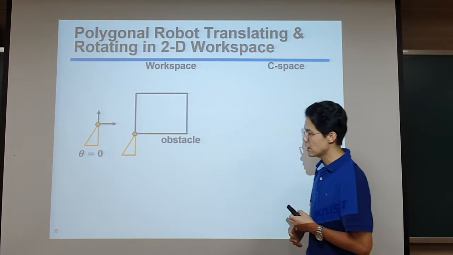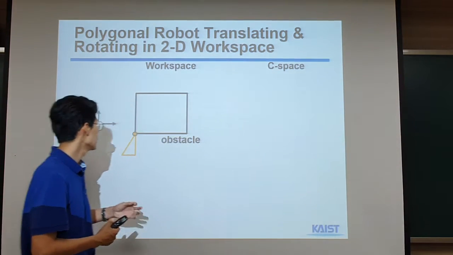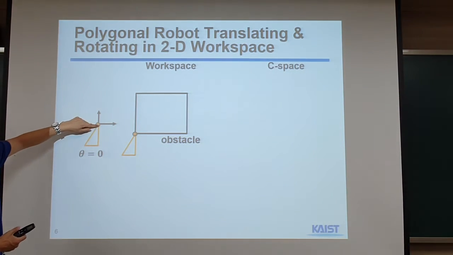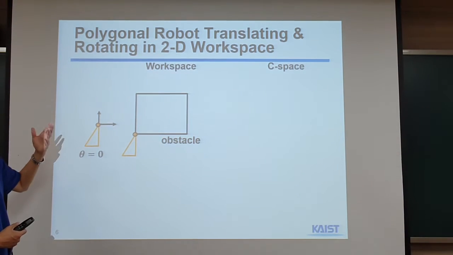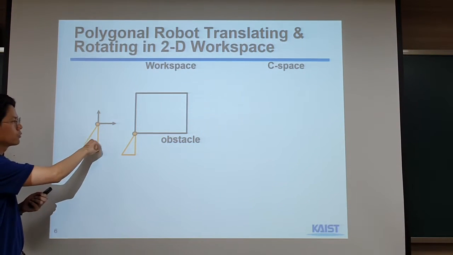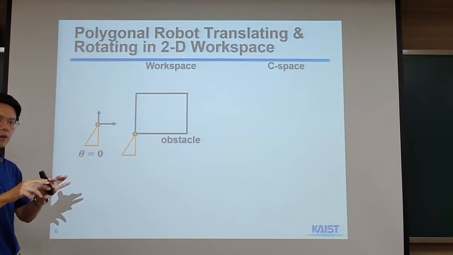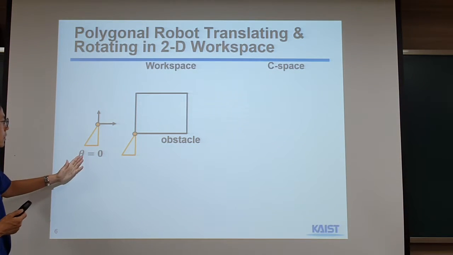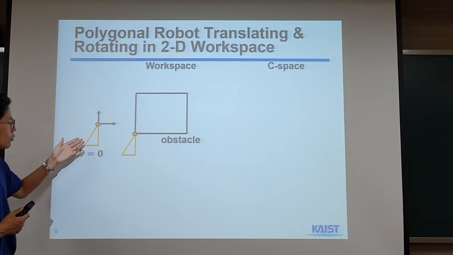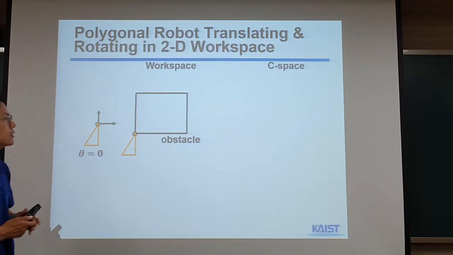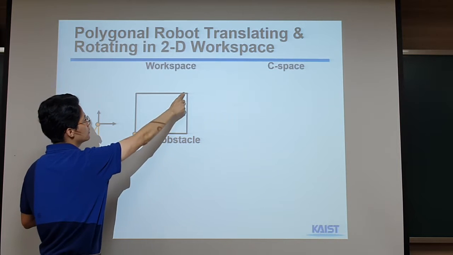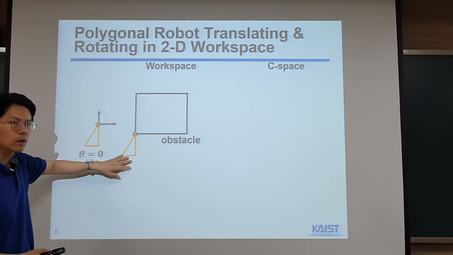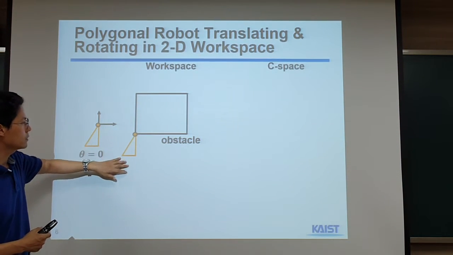Now let's extend our discussion to a triangular shaped robot. Here is the triangular robot, and this is the reference point. The xy of the robot is the parameter of our C space, and in this case we can also rotate it. Here we set the orientation of the robot to be 0. This is our workspace, and the red rectangle is the obstacle. If we put this robot here at that point, we have a collision.